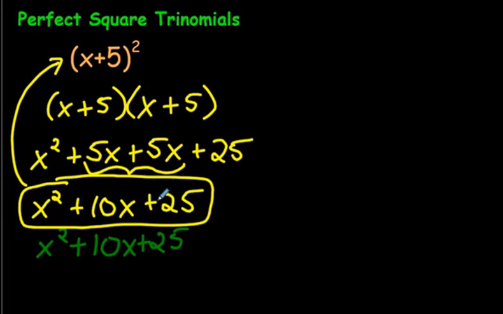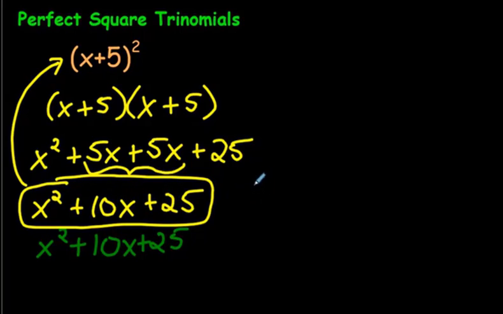A perfect square trinomial, in order to recognize it, the first and the last term will be a perfect square, which they are. The square root of 25 is 5, and the square root of x squared is x. And if you were to take the square root of 25, you would get 5, and if you doubled it, you would get 10. So this is indeed a perfect square trinomial.